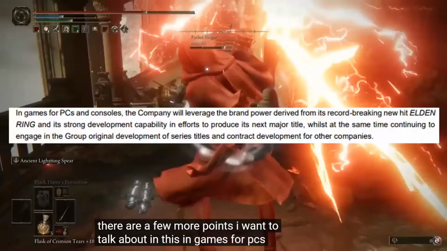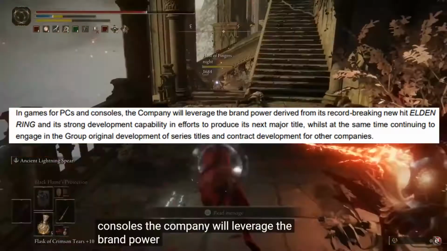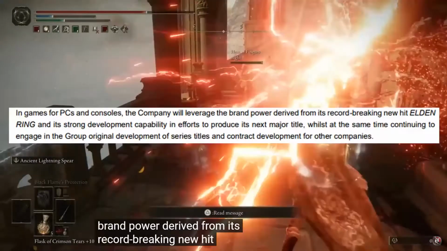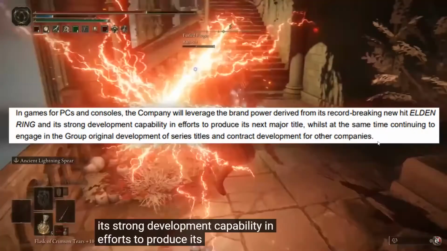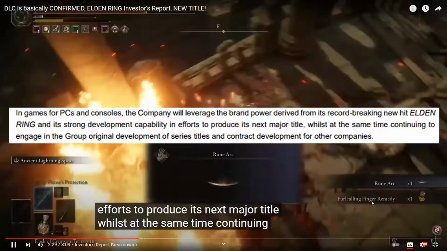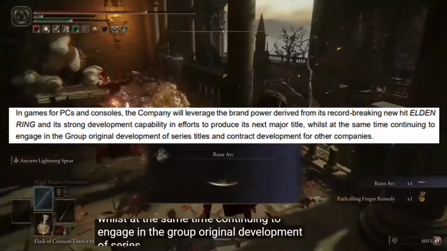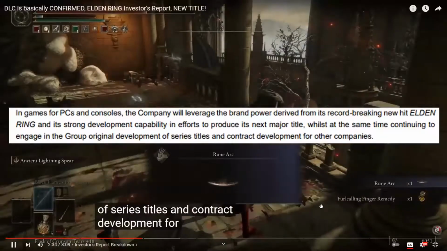In games for PCs and consoles, the company will leverage the brand power derived from its record-breaking new hit Elden Ring, and its strong development capability in efforts to produce its next major title, whilst at the same time continuing to engage in the group original development of series titles and contract development for other companies.